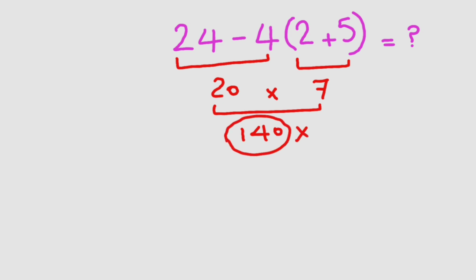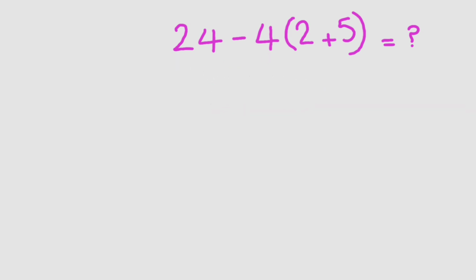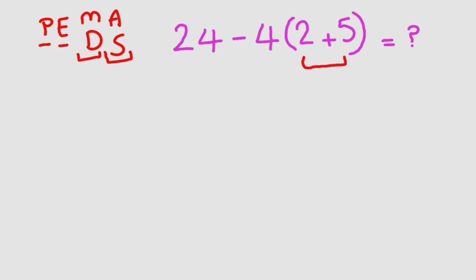But this answer is not correct. According to the rules of mathematics, PEMDAS, we have to solve this math expression in this way. First parentheses, then exponent, then multiplication and division, and then addition and subtraction. So according to this rule, we have one parenthesis here that we have to solve first. So 2 plus 5 gives us 7.